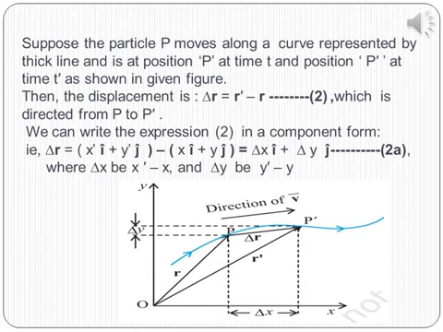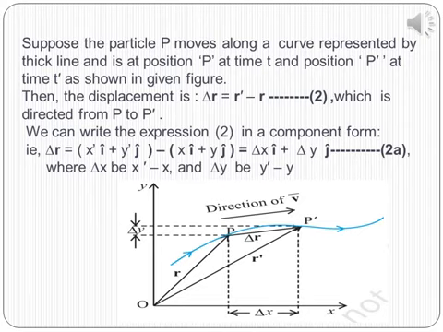Suppose the particle P moves along a curve represented by the thick line and is at the position P at time t and position P dash at time t dash as shown in the given figure. From this figure, it is seen that the displacement vector directs from the point P to P dash. Then the displacement vector is represented as vector delta r is equal to vector r dash minus vector r, which is expression 2, where r dash is the position vector of the particle at the position P dash and r is the position vector of the particle at the position P.